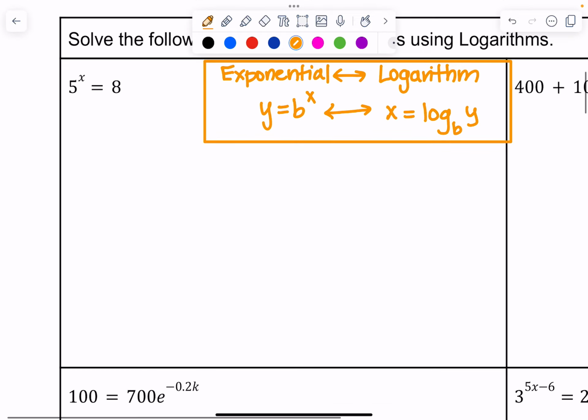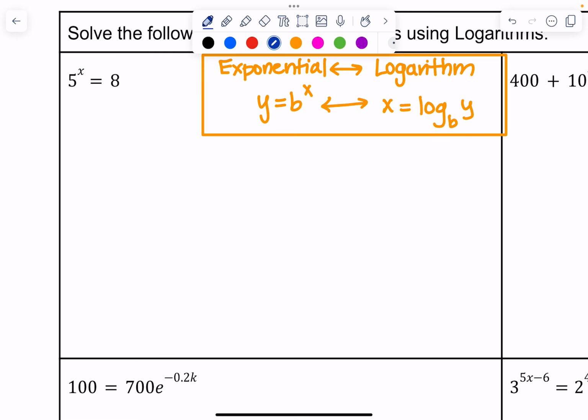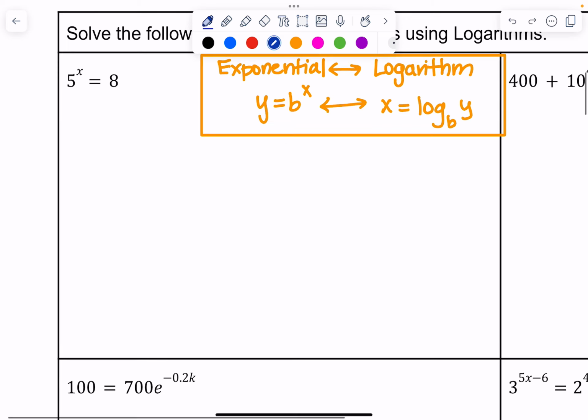All right, so on this first one, I have 5 to the x equals 8. I need to switch the form. I'm given this exponential form. I need to go to the log form. So I'm going to show all my work. You could probably just skip right to the answer, but here I'm given this form here.